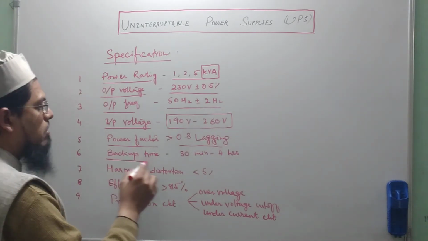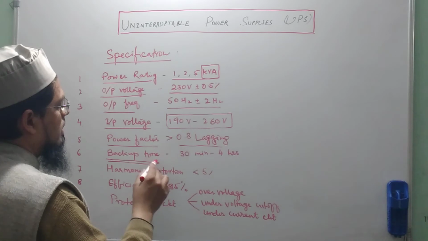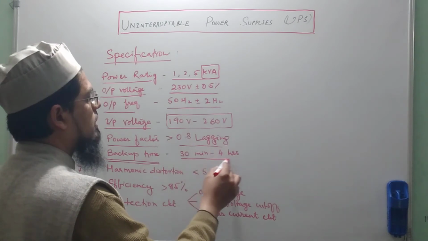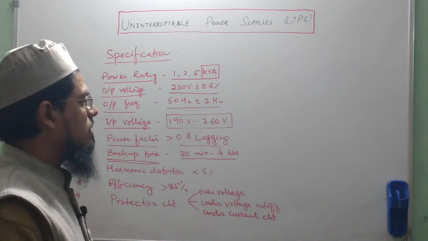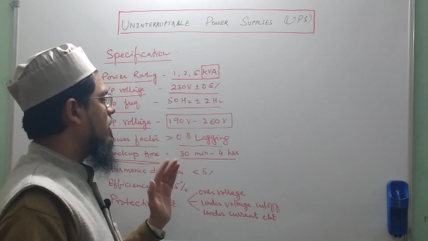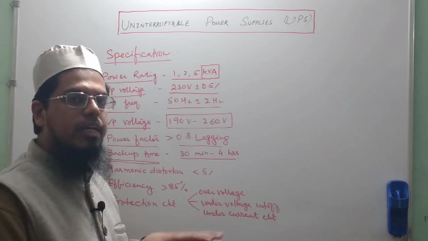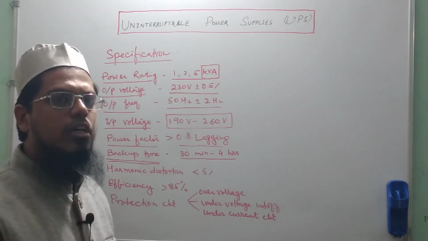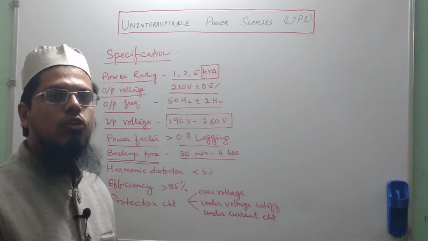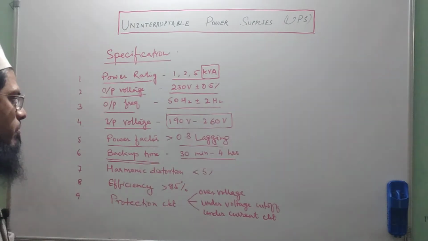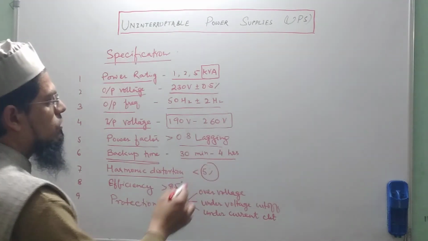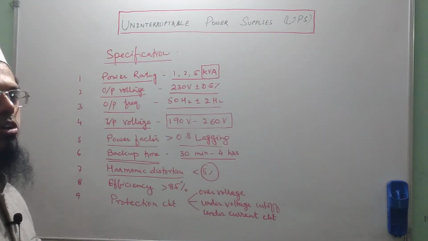Then backup time is very important, and it pertains to the battery backup time, and normally lies from 30 minutes to 4 hours. For a critical system, wherein you just need to shut down the entire system, you need a lesser backup time, while in some systems you need to continue working for a longer time, so you need a larger backup time. And then harmonic distortion should be less than 5%, with individual harmonics not more than 3%.